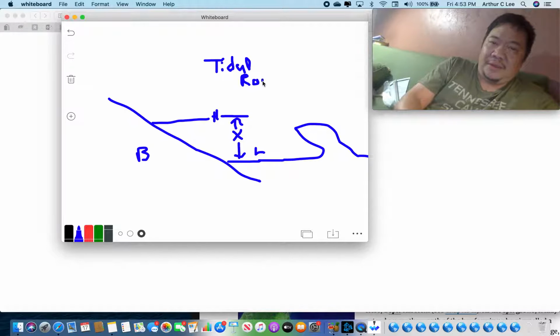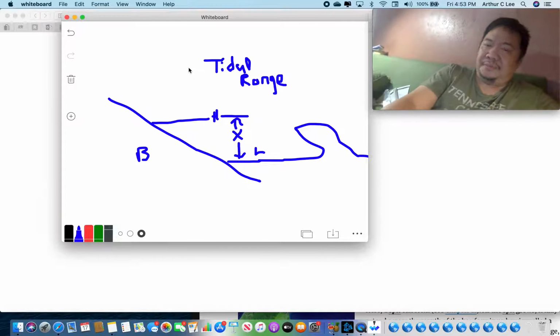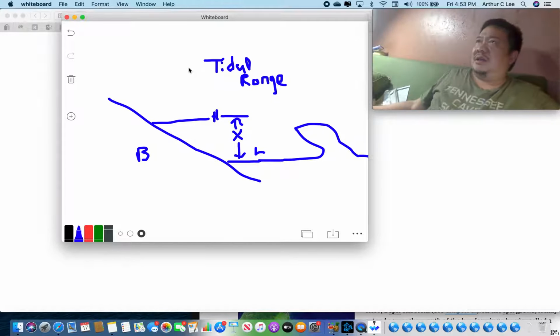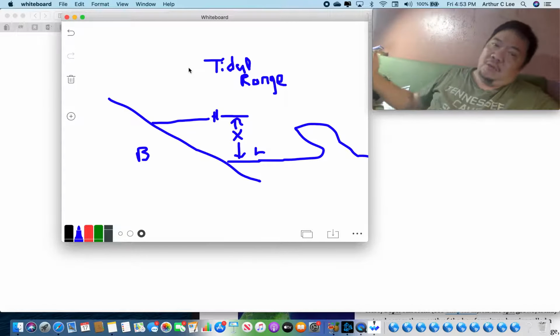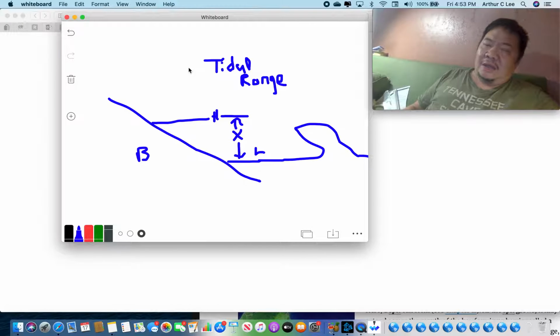The tidal range is measured in the United States in feet, but you can also measure it in meters. If you have a high tidal range, that means the ocean is going to come way inland and go way out. The tidal range is affected by a monthly cycle. It's called the lunar cycle.